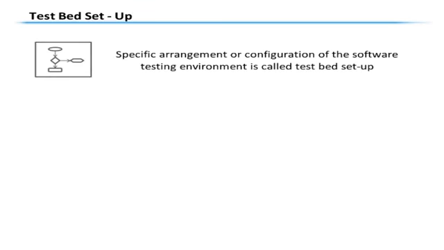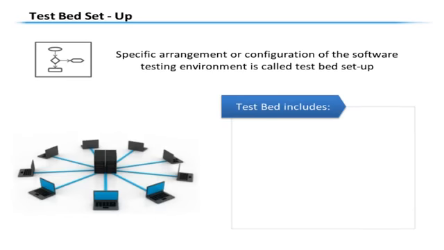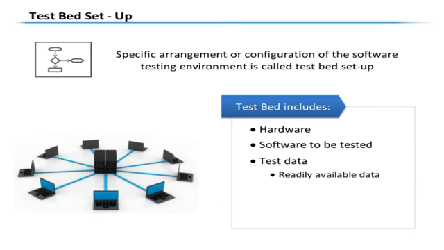Now we're going to go over the test bed setup. Specific arrangements or configurations of the software testing environment is called the test bed setup. The test bed mainly consists of the following elements: the hardware supporting the test execution, the main software system on which the test execution is to be conducted, and the test data as a part of the test bed setup. Test data can be of different types, as listed below.